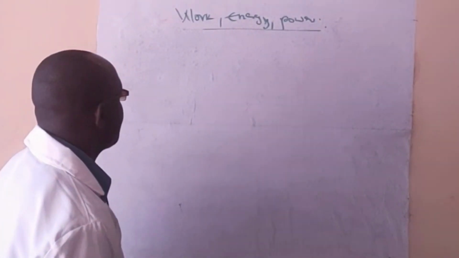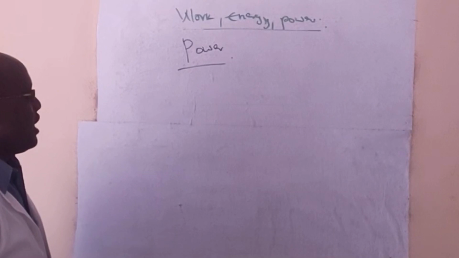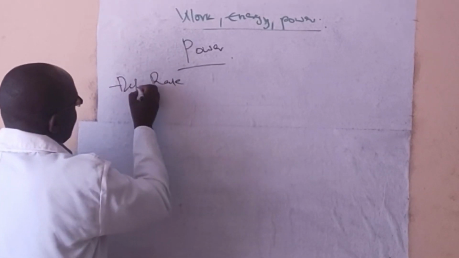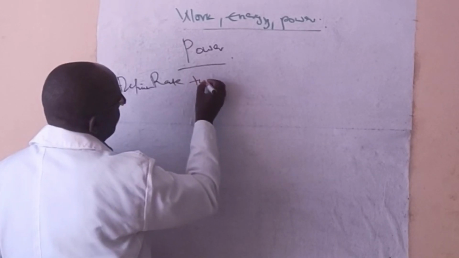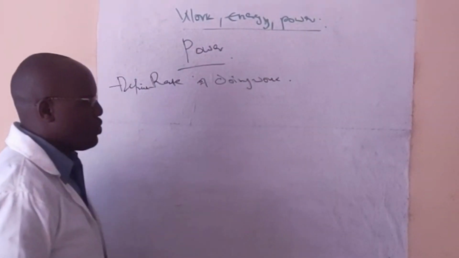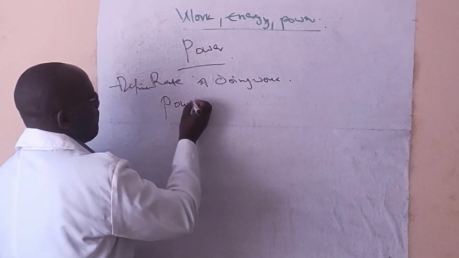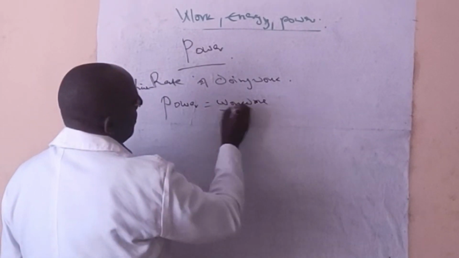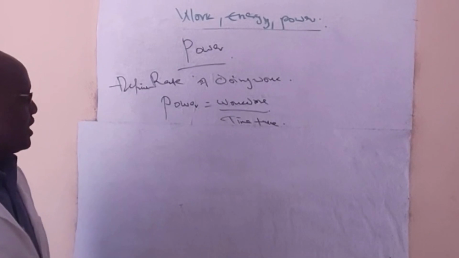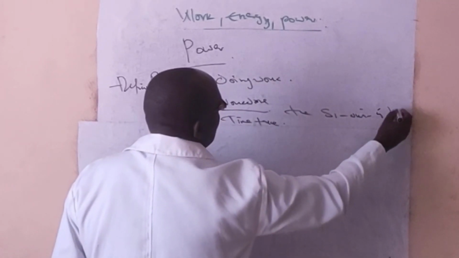Then another one, the second subtopic, is power. The definition of power is the rate of doing work. So there is work done, but now you are factoring in time. In equation form, we say power is work done divided by the time taken. So it is the rate of doing work. The SI unit is watts.